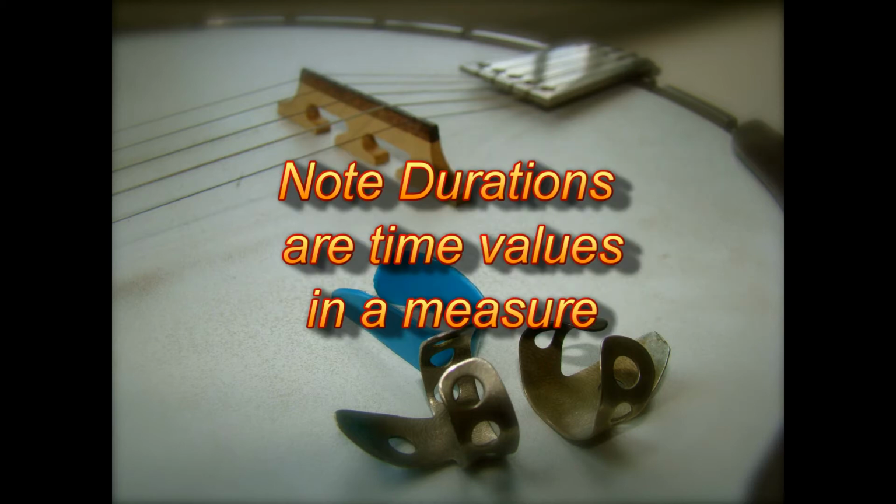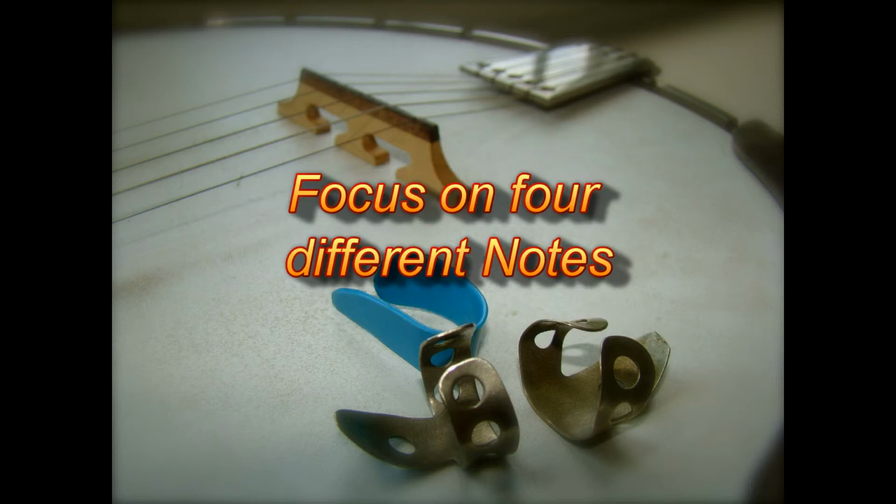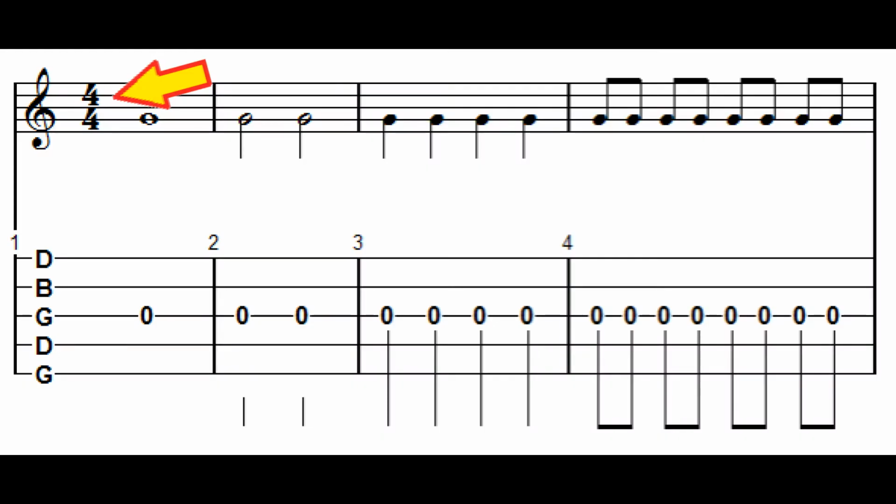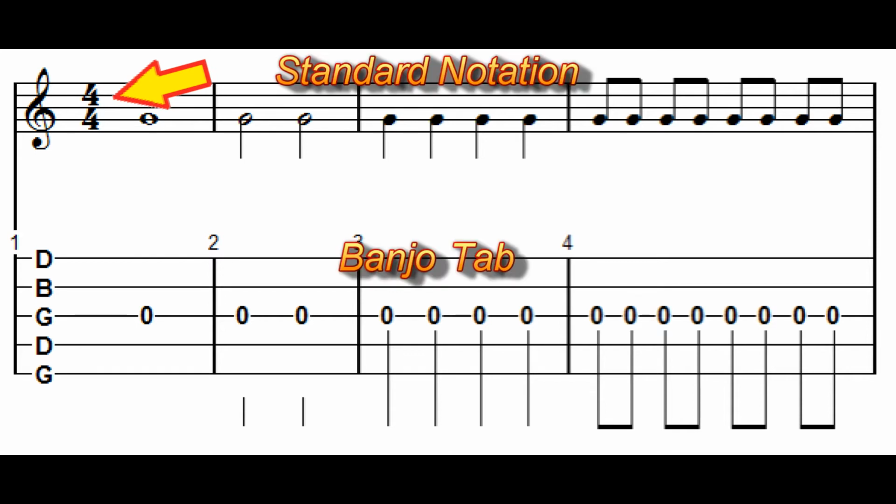Let's first learn about note duration. Note durations have to do with the length of time a note is played within a specific measure. This video will cover 4 different notes that are used most often when playing the banjo. Let's look at each note and review how they are different. We will use the 4/4 time signature that you already learned in a previous video for our example. Notice how it is displayed on the screen.